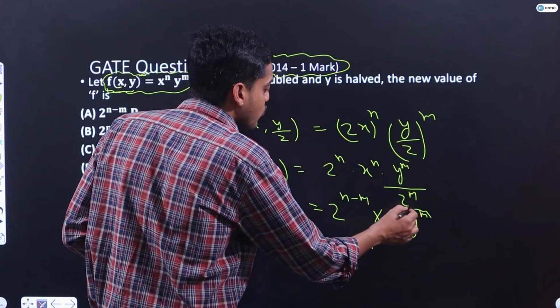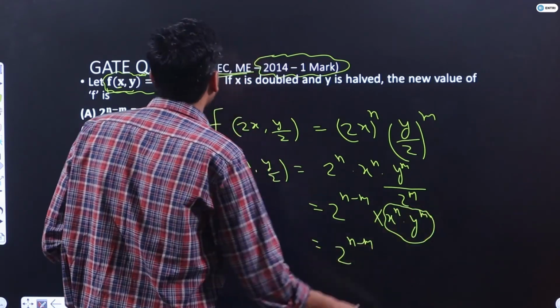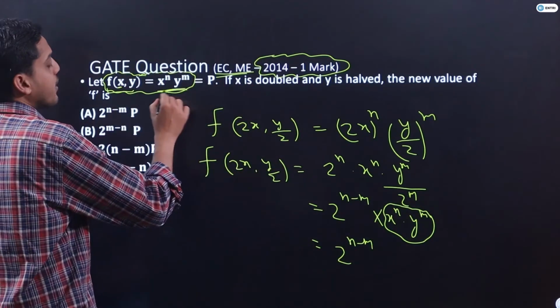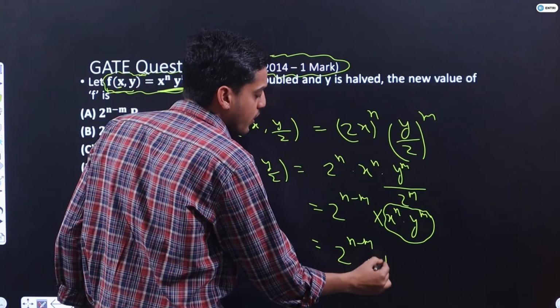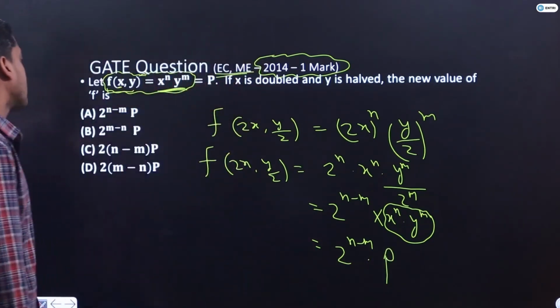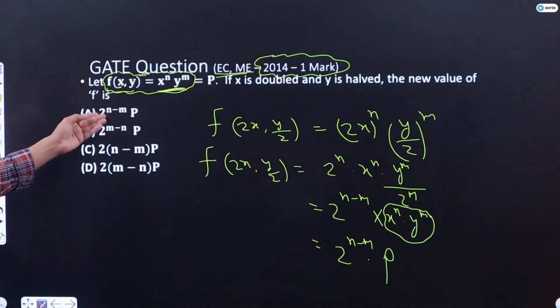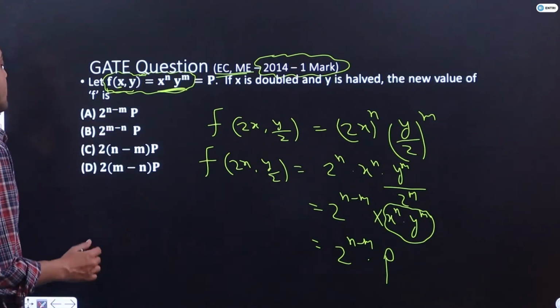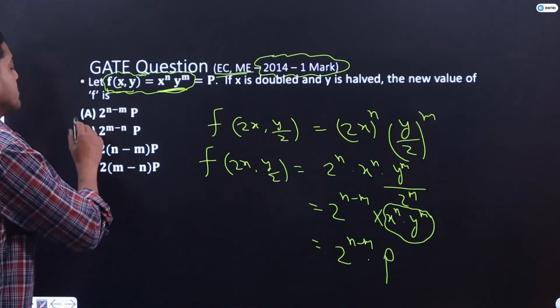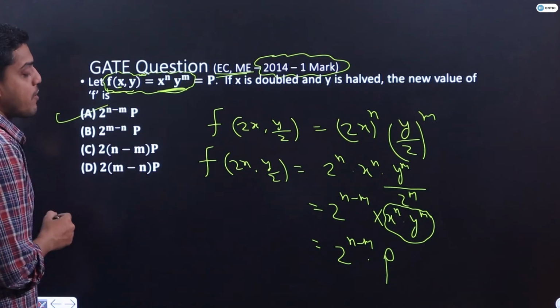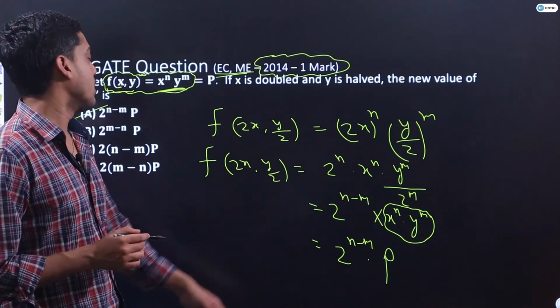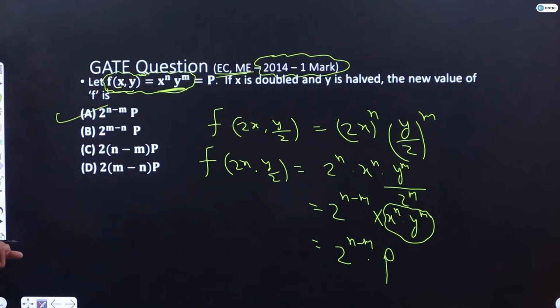And what is this, guys? This is given, which is equal to p. So I can replace p over here. So now my answer is what, guys? The value of the new function will be 2 to the power n minus m into p. Option A will be the correct answer in this question.